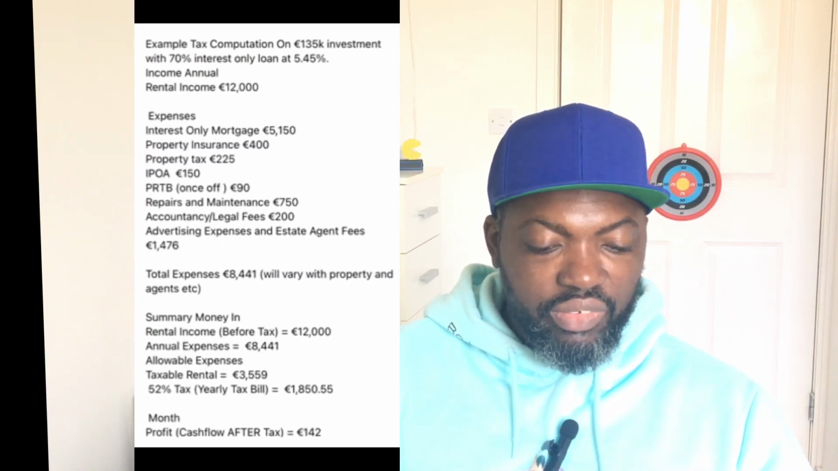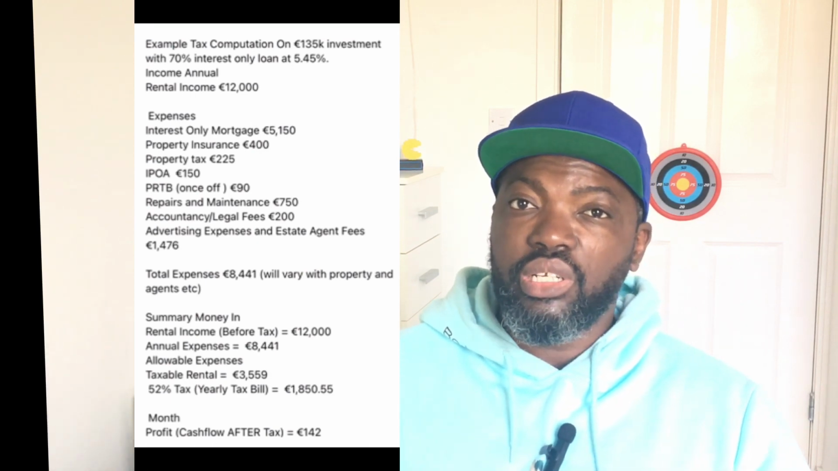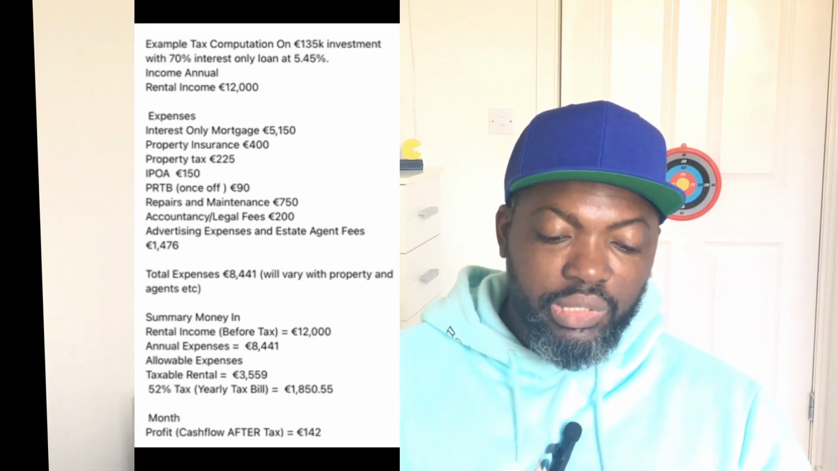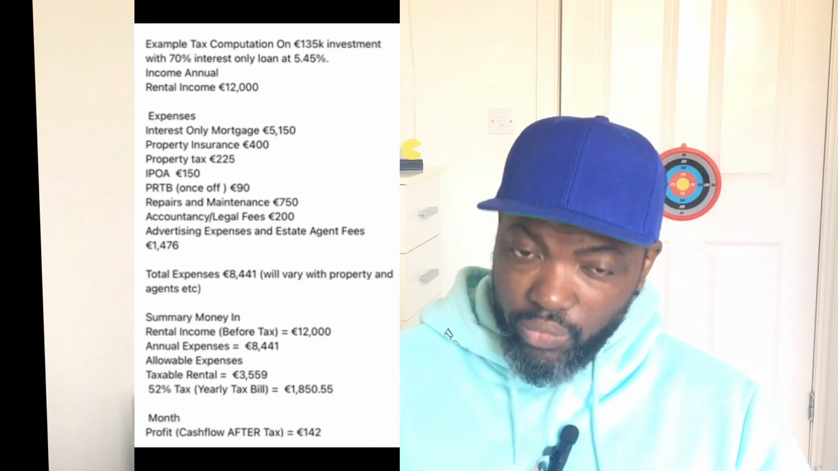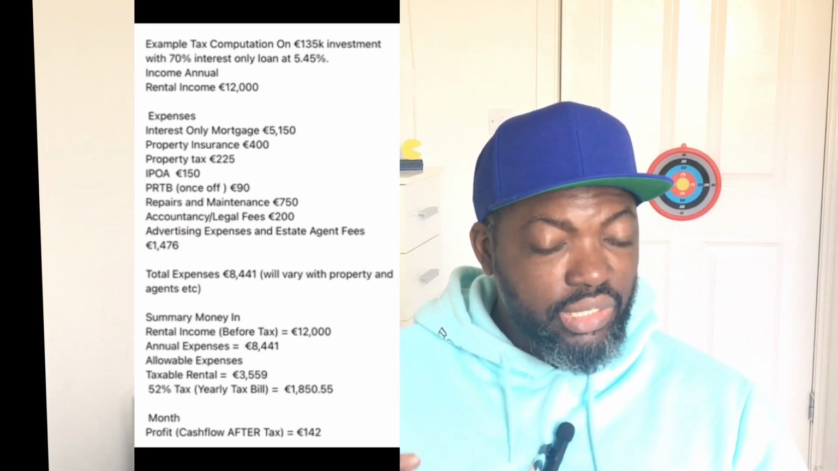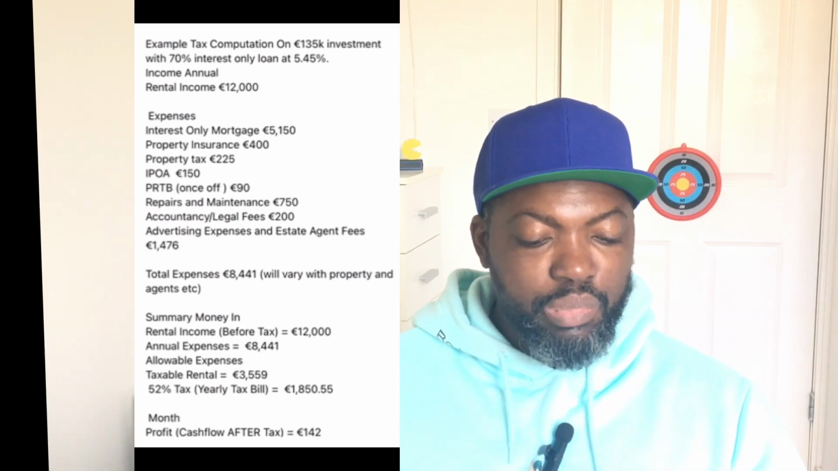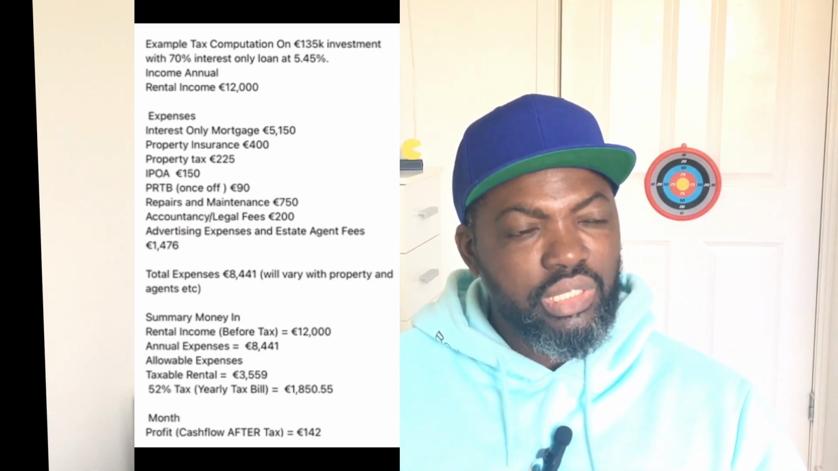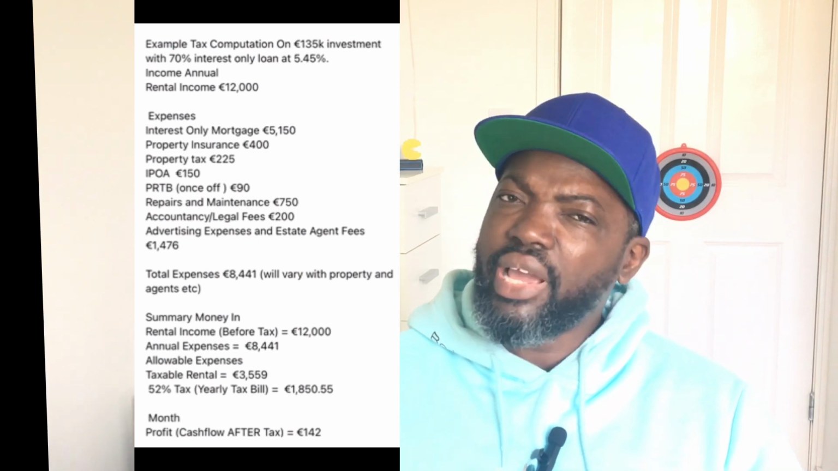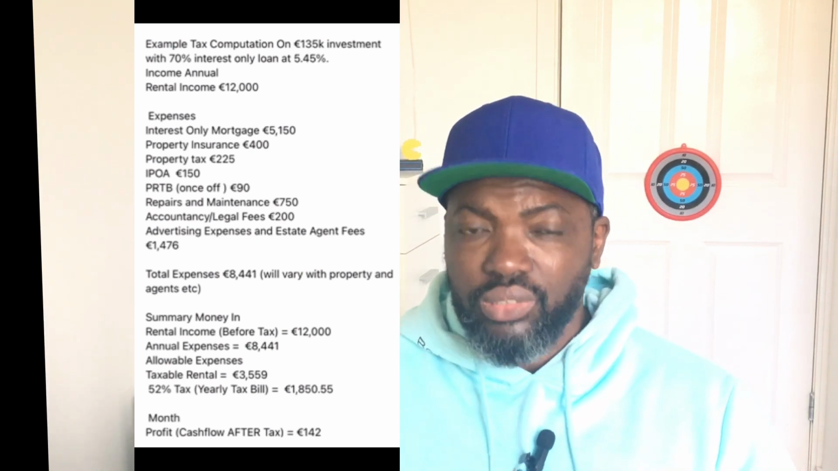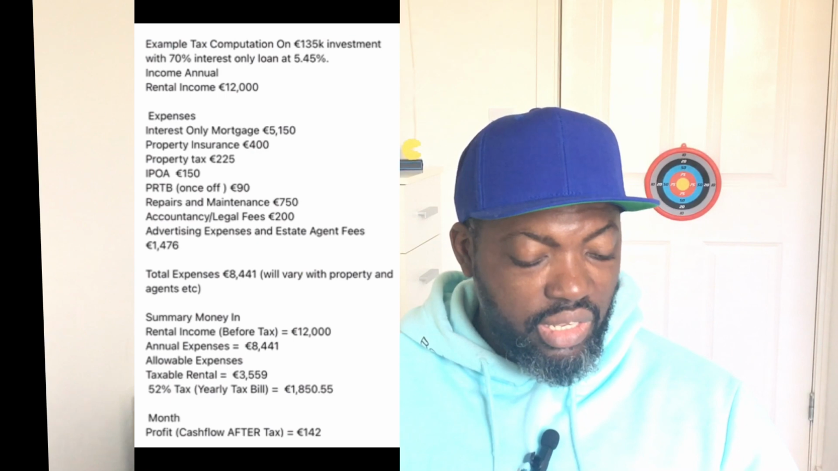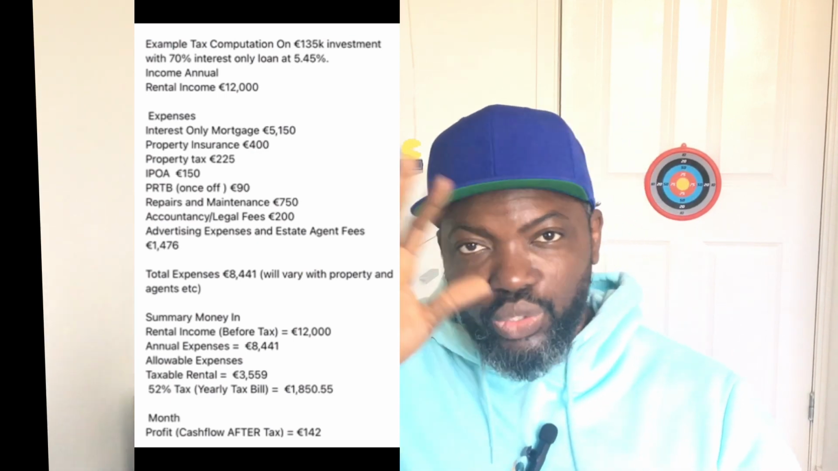In the expenses, you have an interest-only mortgage of 5,150 for the year. You have the property insurance of 400 euros for the year. You have the property tax of 225 for the year. We're working our way down. You have the IPOA, which is the Irish Property Owners Association, something like that, at 150 a year, which is kind of the union type of thing.